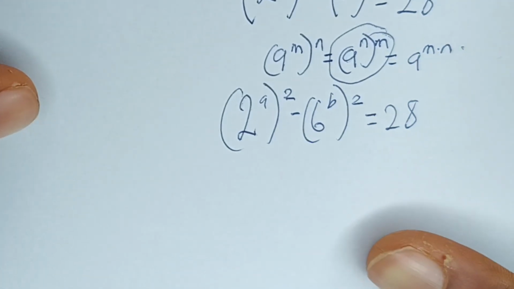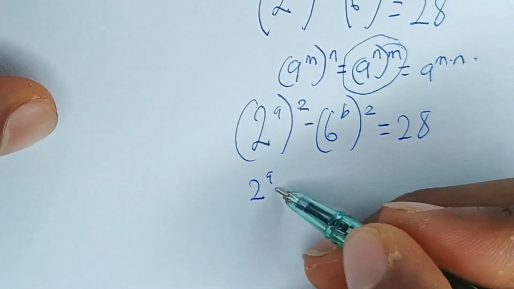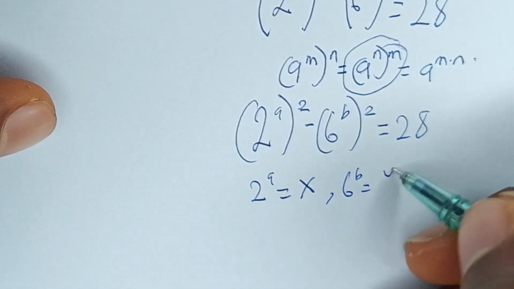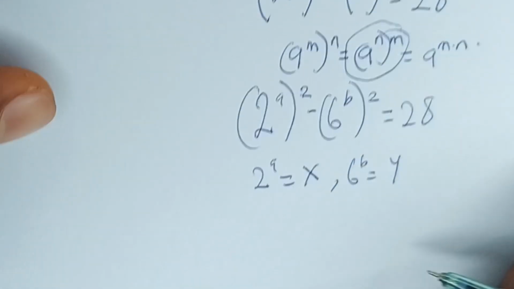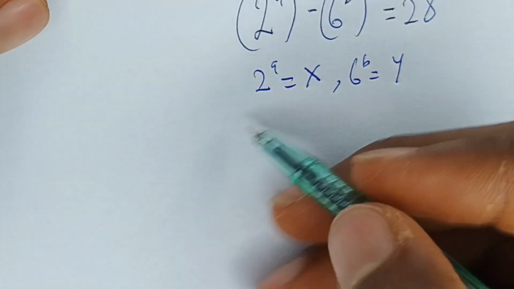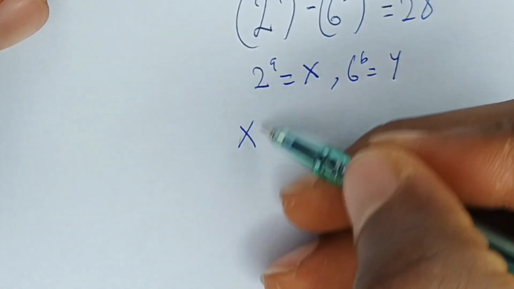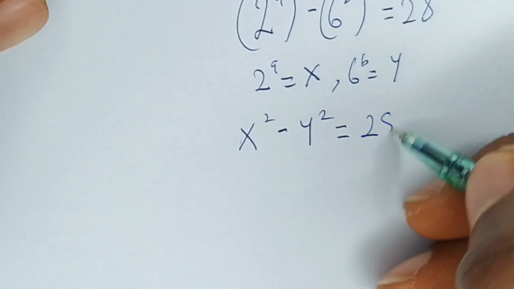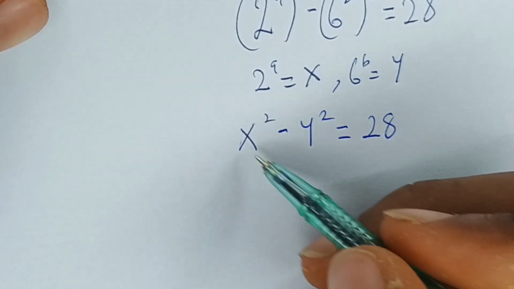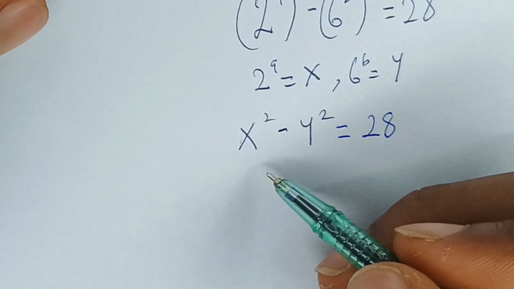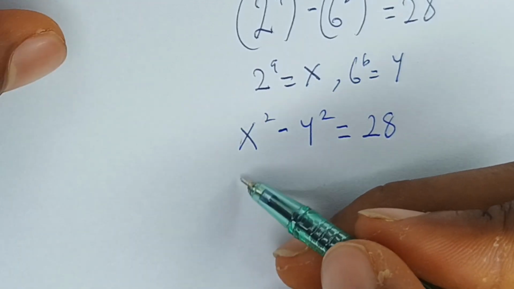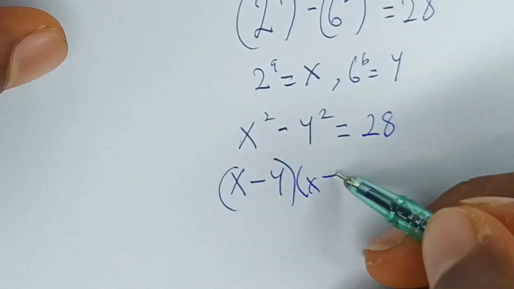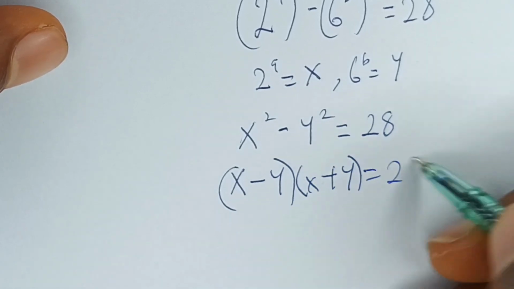Now let's rearrange this and call 2 raised to the power a to be equal to x and 6 raised to the power b to be equal to y. Now doing that we have x squared minus y squared to be equal to 28. So x squared minus y squared follows the difference of two squares, and this becomes x minus y into x plus y is equal to 28.